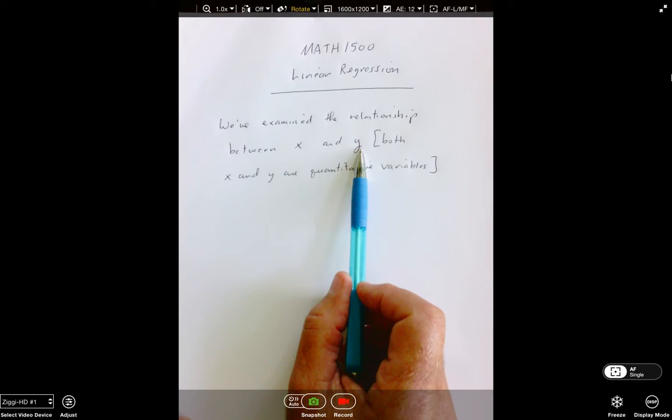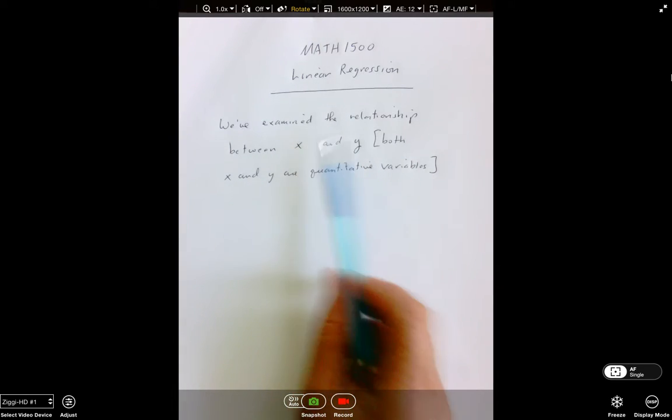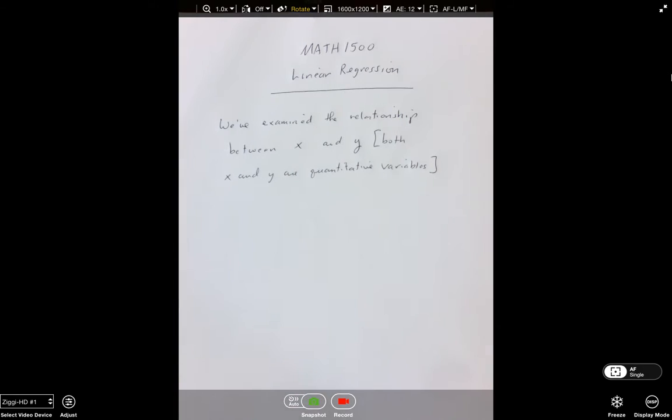That's a restriction. If I want to look at the relationship between gender and beliefs about abortion, pro-choice, pro-life, then I have two categorical variables. There is a statistical procedure that you can use to examine that relationship. This is not it. This technique is to examine the relationship between two quantitative variables.